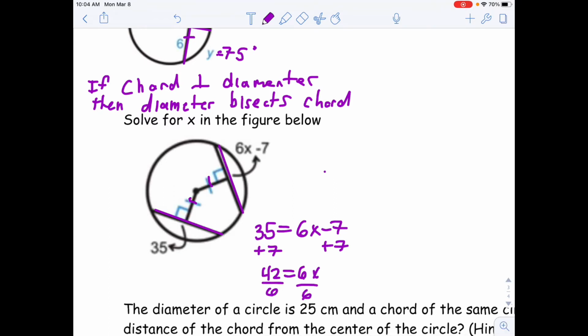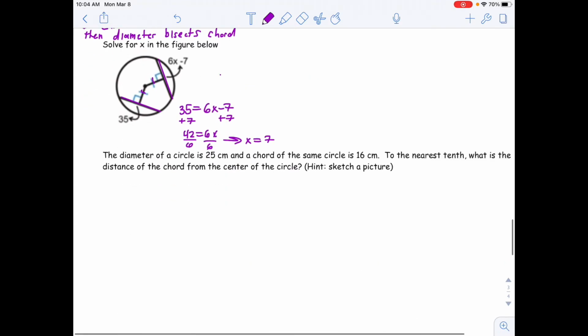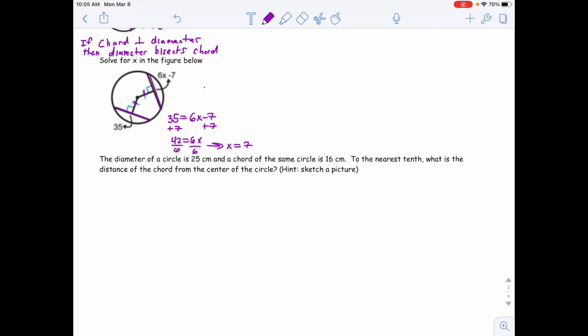Divide both sides by 6, and then x equals 7. All right, the diameter of a circle is 25 centimeters, so let's write that down. Diameter is 25. Let me do a lowercase d for that. And the chord to the same circle is 16.